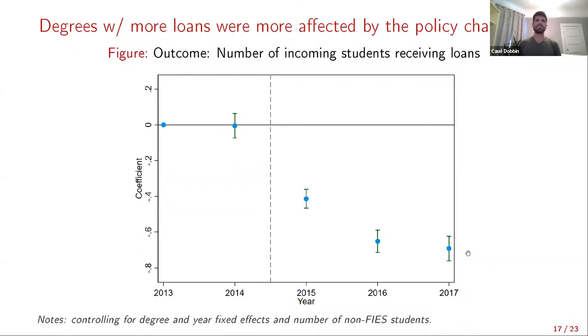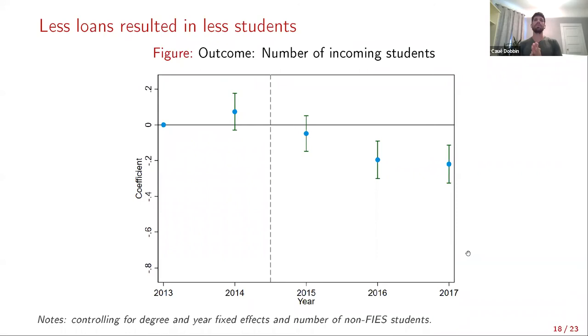Okay, so now that we see that this actually happened, how did these degrees that were more affected respond to losing all these people with loans? So the first thing that kind of summarizes everything that's going to come later is what was the change in the total number of students. First notice that before the policy change, degrees with a lot of loans and not a lot of loans were following a similar trend. So this is kind of zero here. And then after the policy change, degrees that before the policy had a lot of students with loans saw a decrease in the total number of students.